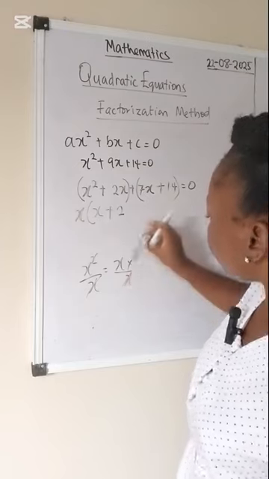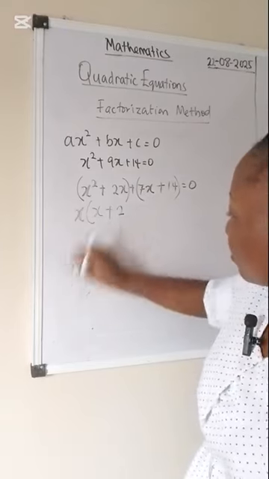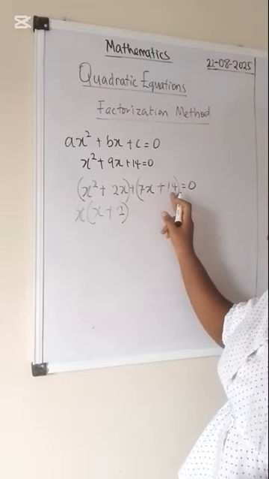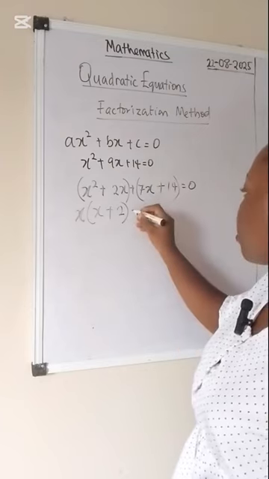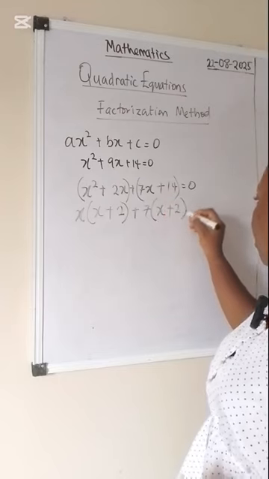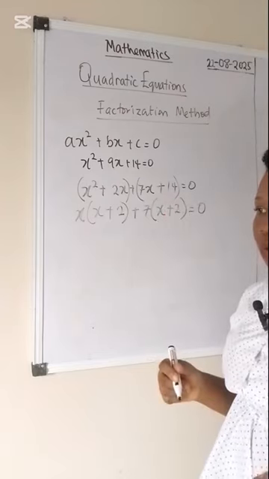All right, that's what we're doing. So factorizing out means dividing. What's common between 7x and 14? 7 is common here. So you're going to have 7 into x plus 2. And this is going to give you 0.